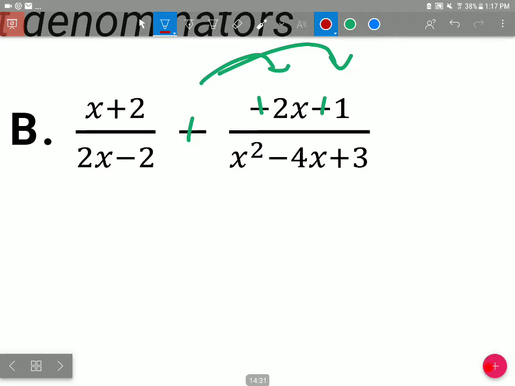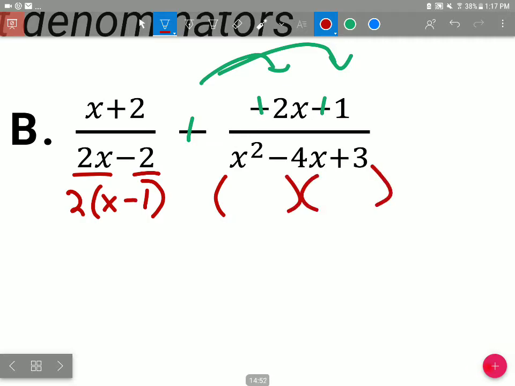Can I divide anything out of this? Okay. And what's left behind? Cool. All right, what about the next one? Can you divide anything out of that? No. Okay. But we can do this.